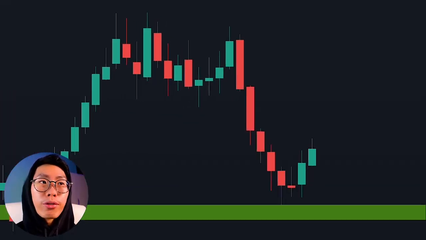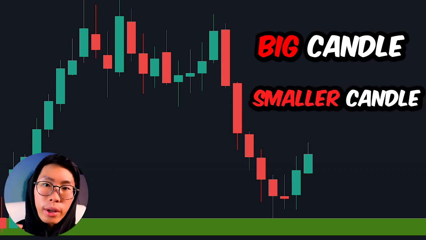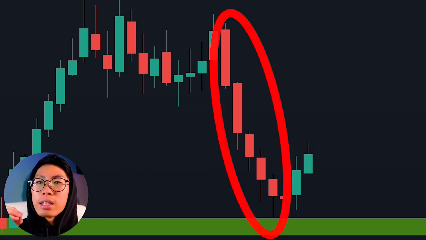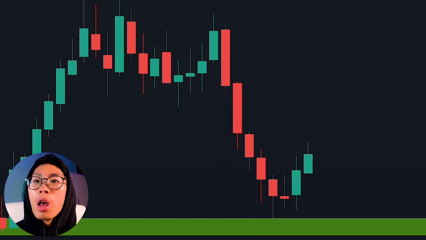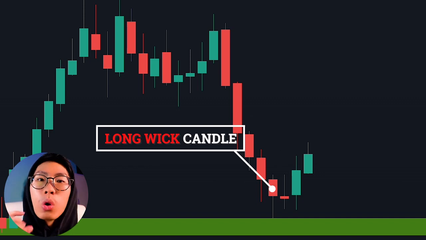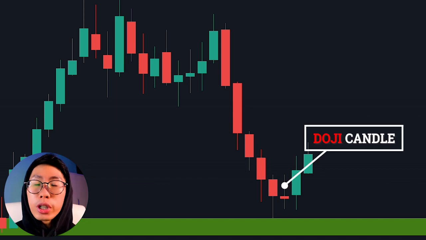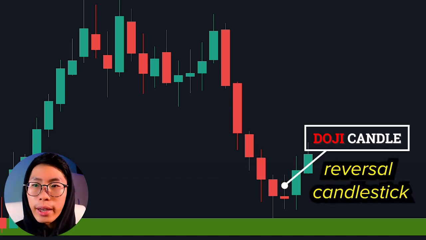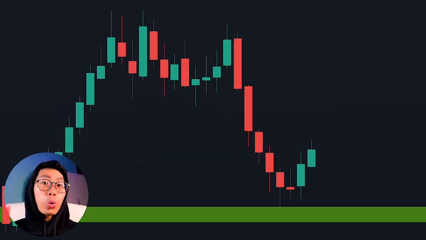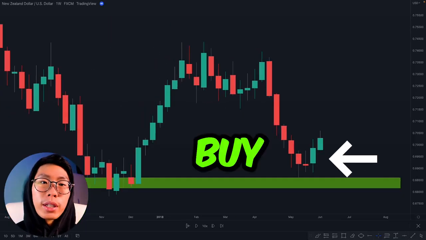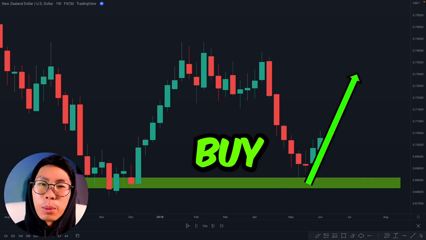You can see price literally form a big fat candle followed by a smaller candlestick and then another smaller candlestick, and the candlesticks just keep getting smaller and smaller. Then finally we have a small long wick candle right here rejecting this support level, and then price gave us a doji candlestick, which is a reversal candlestick, and this causes price to reverse and head back up. So you could have gotten in for a buy right here when you see that price is losing momentum and is reversing at this key support level.